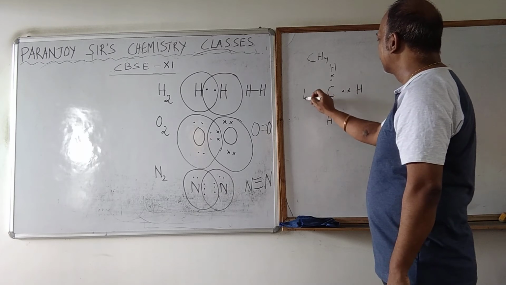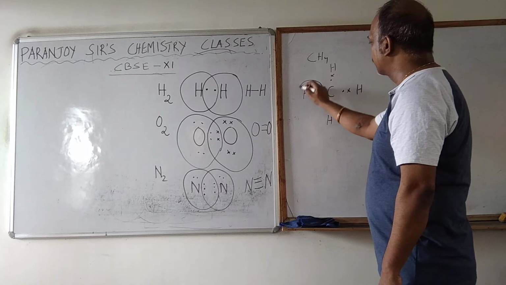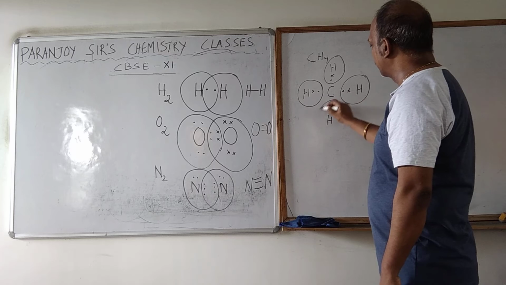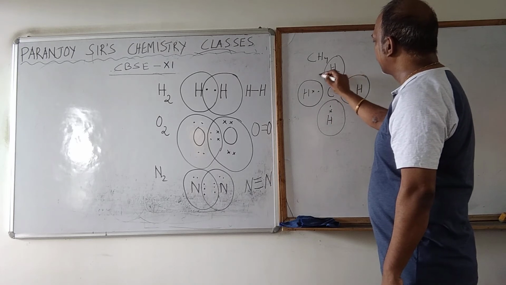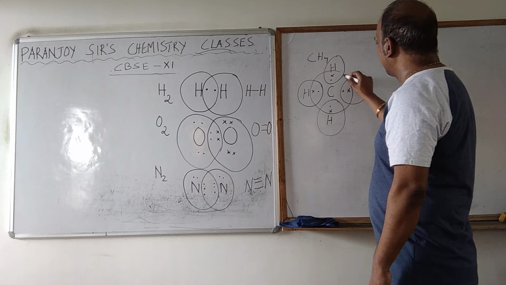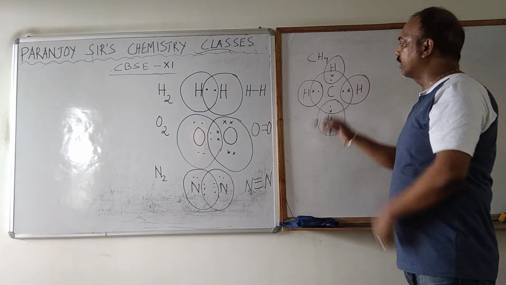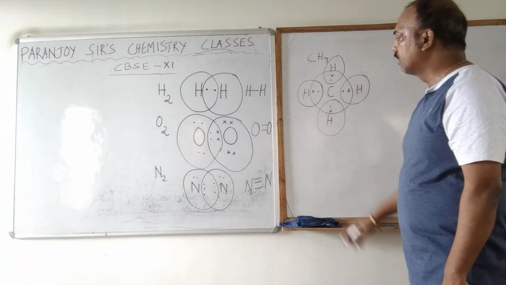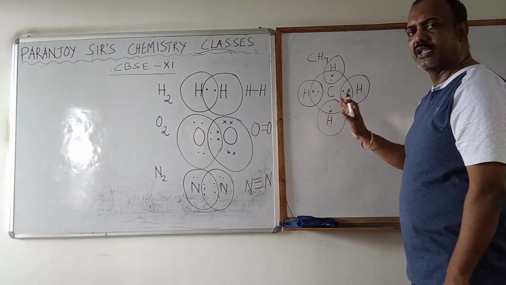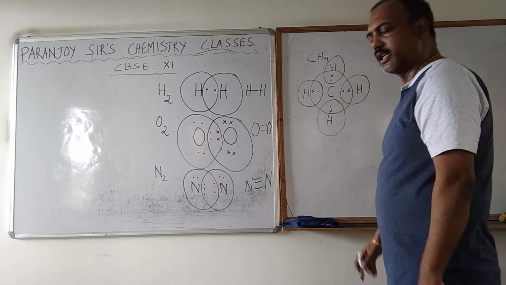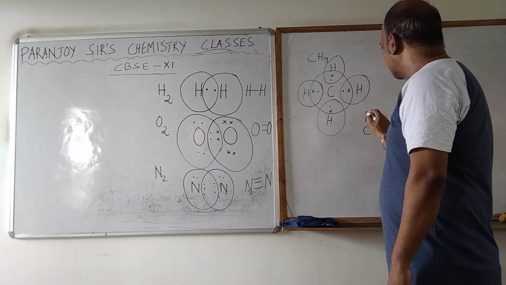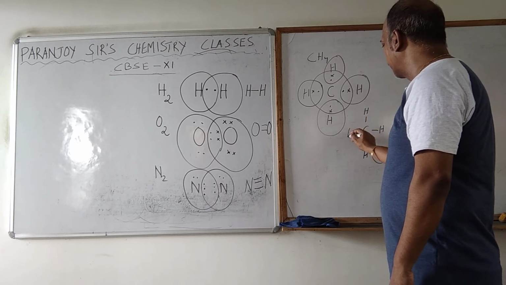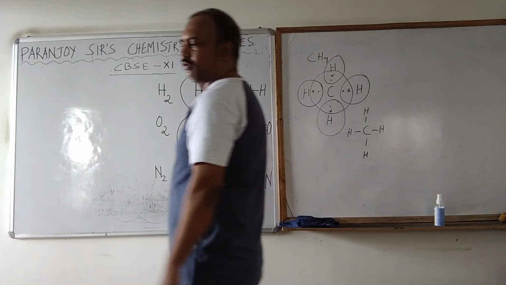Okay, and obviously each hydrogen wants to get 2. But the carbon is becoming how much? The carbon is becoming 8. So how many pairs are shared between this carbon and this hydrogen? You can see only 1 pair is shared between each carbon and hydrogen. So the nature of the bonding over here is C single bond H, single bond H, single bond H, and single bond H, right? And this compound is called methane.